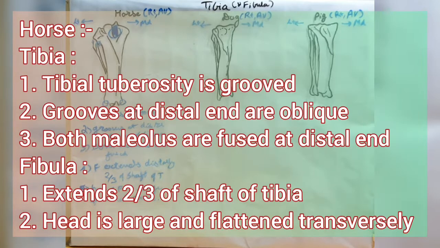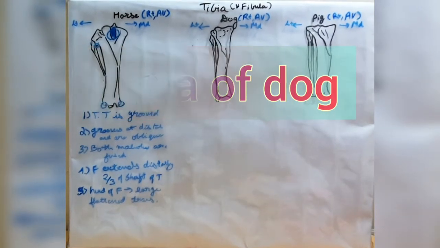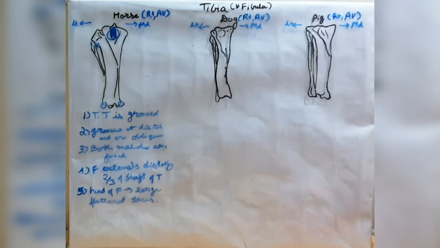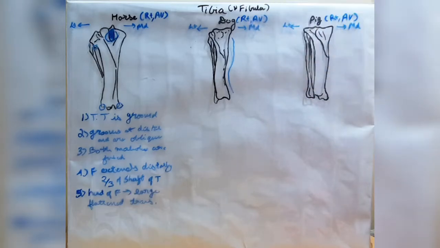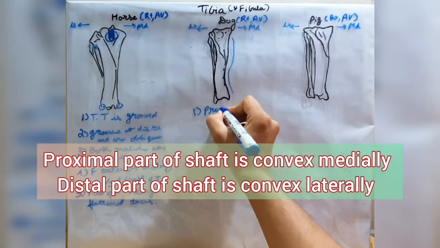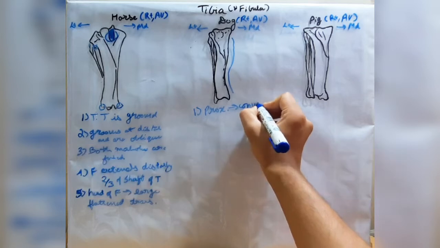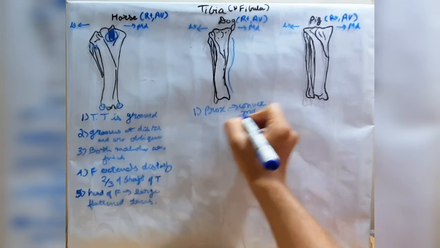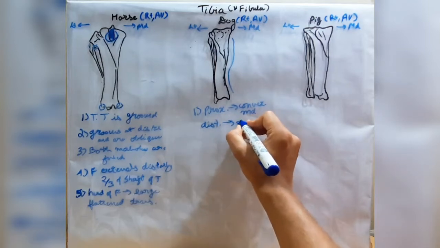So this is it for the tibia and fibula of horse. Now let us come to the tibia of dog. Okay, one thing that you can see immediately is that the shape of the tibia is like an S. Okay, so the proximal part of the shaft is convex medially, while the distal part of the shaft of tibia is convex laterally.